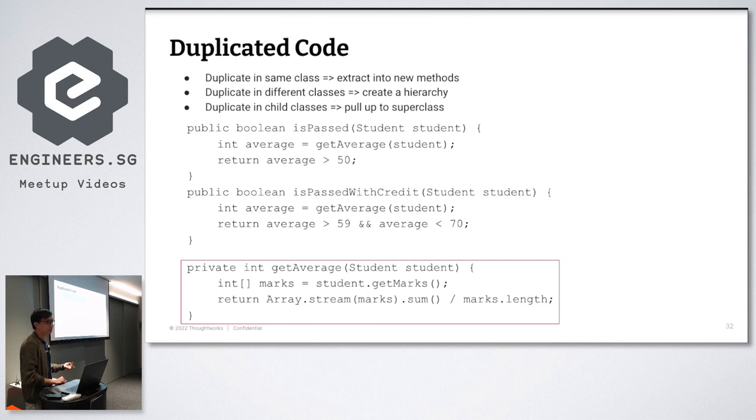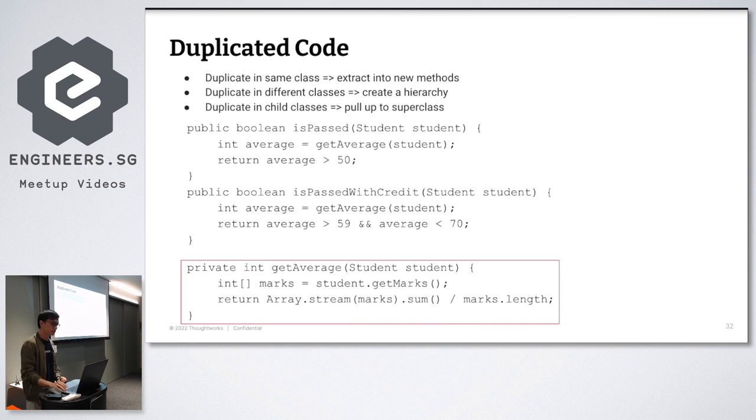And one good thing about this refactoring is that our method became shorter, easier to understand, and easier to maintain. And moreover, because we centralize all the duplicated code in one place, if something needs to be changed, we only have to change it in our private method. We don't need to change it in two different places.